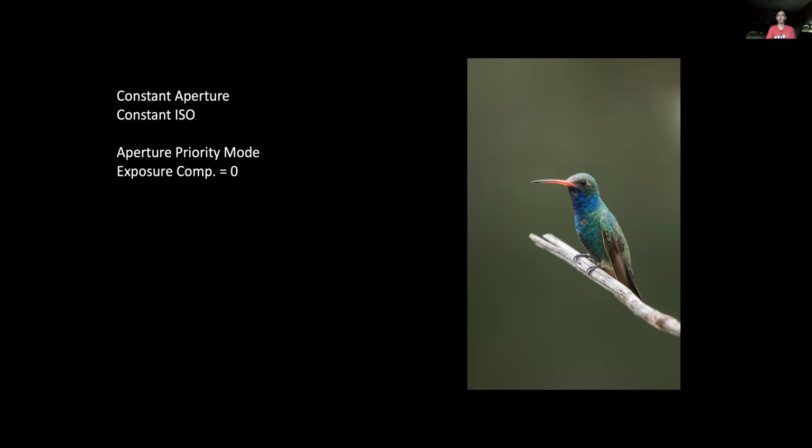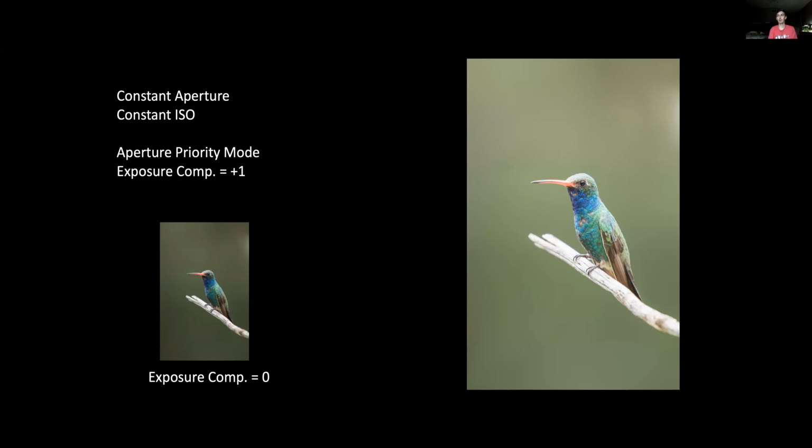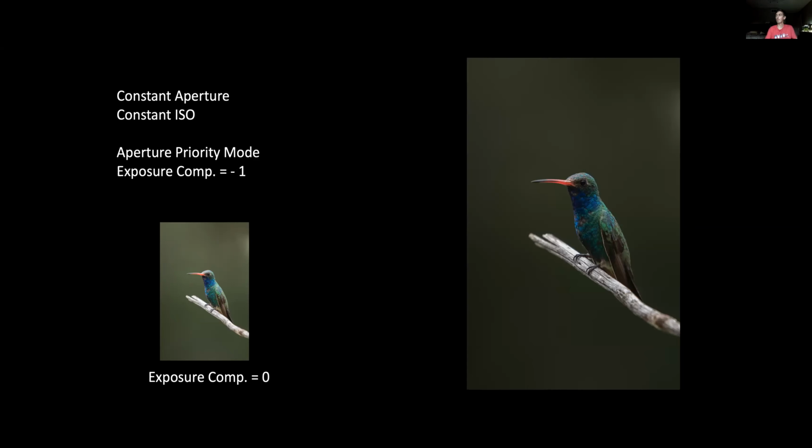So here's an example of a broad-billed hummingbird, and this is all going to be at a consistent aperture and consistent ISO, and we're in aperture priority mode with an exposure comp of 0. This is the photo we're getting. If we were to tell the camera to make the photo a stop brighter by increasing our exposure compensation, this would be the resulting image we would get. If we went back to an exposure comp of 0 and then down to -1 stop, this is the resulting image we would get from that, assuming no other settings change, because the camera is metering for what it thinks, and then you're going to tell it otherwise.